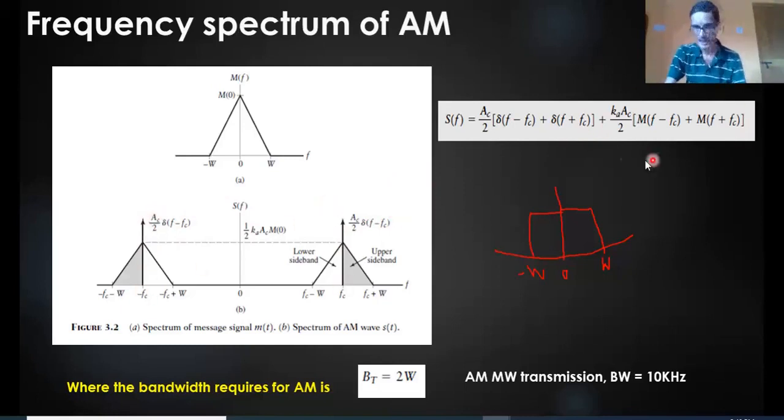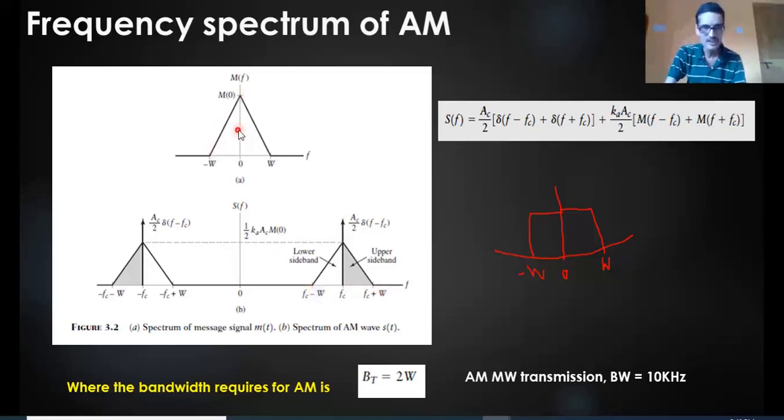Now, the second part has the amplitude of Ka Ac by 2, with M of f minus fc plus M of f plus fc. That means this entire spectrum M of f is shifted by minus fc and plus fc. Minus fc this side, plus fc this side. Plus fc means it is minus of minus fc. So I have fc somewhere here. Centered at fc, I have to draw the same spectrum. Just look at this, same spectrum.